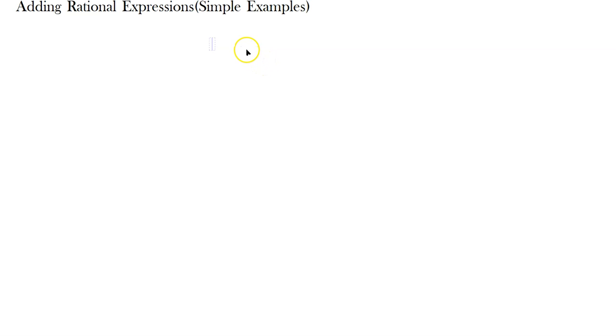Welcome all. In this one I'm going to show you some examples of adding rational expressions at a relatively simple level. So I'm going to have, for example, 1 over x plus, let's say, 1 over 2x. So imagine we want to add these. The first observation to be made here is the following, that x is not equal to 2x. In other words, the denominators are different. So you have to make them the same.